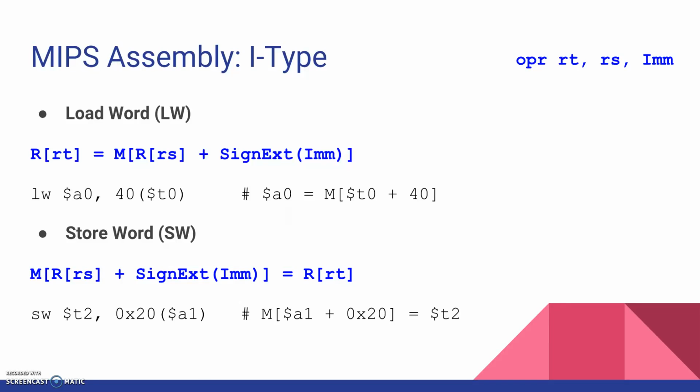So in this case of load word, it's going to take whatever value is stored in T0 and add it by 40, and then reference that memory location. And that address will be outputted onto the address bus, and then you can go ahead and read them. Same thing for store word, which writes to the external memory.